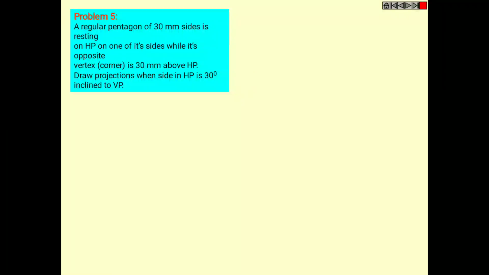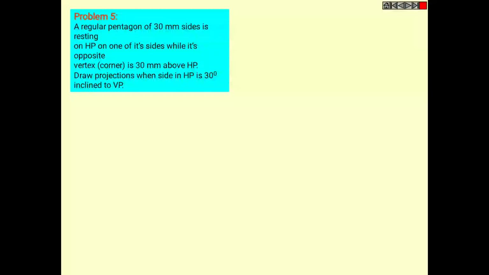So this is a regular pentagon of 30 mm sides resting on HP on one of its sides, while its opposite vertex, nothing but the corner, is 30 mm above HP. Draw the projections when the side in HP is 30 degrees inclined to VP. So this is the question given to you.